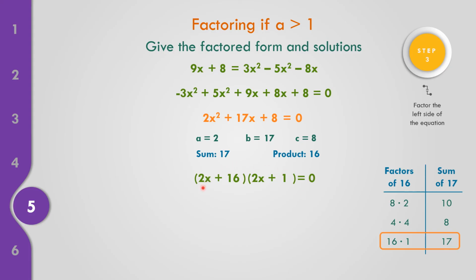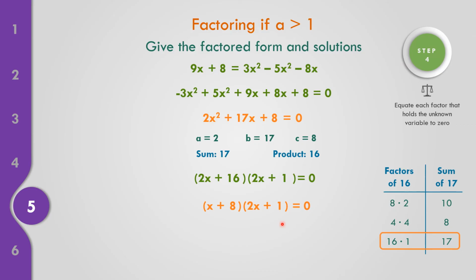As you can see, we can divide 2x and 16 by 2. So 2x divided by 2 is x. 16 divided by 2, the answer is equal to 8. 2x and 1 cannot be divided exactly by 2. So let us copy 2x plus 1 equal 0. So the factored form is x plus 8 and 2x plus 1.